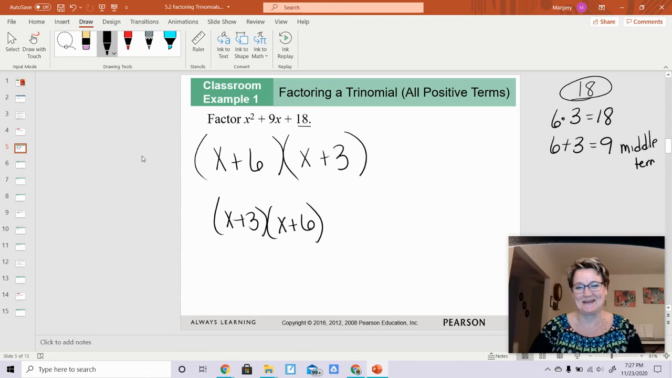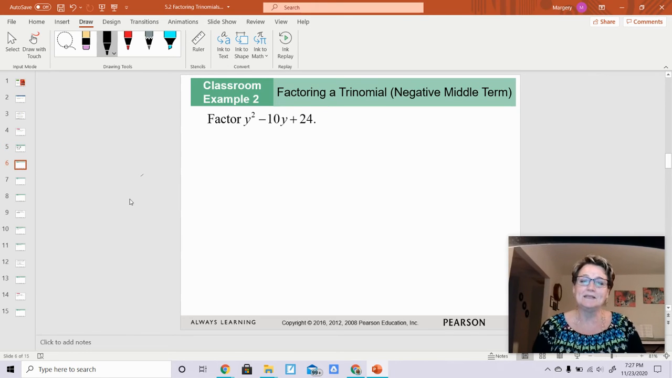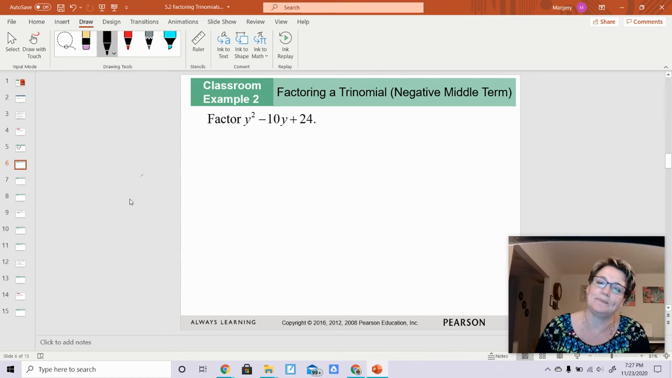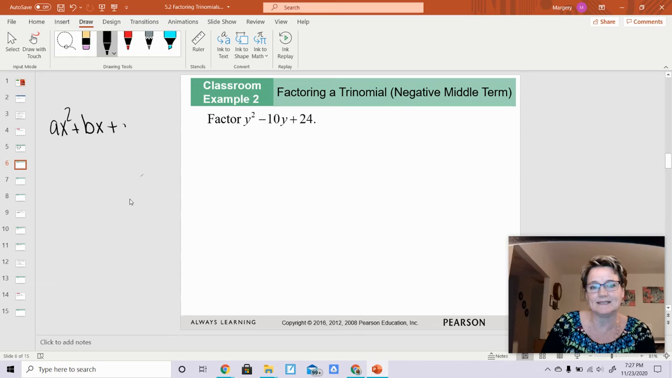All right, let's do another one. I got a little tongue-tied there. I'm so sorry. The next one, once again, I have a 1 here. My b value is negative 10, and my c value is 24. Remember, a quadratic expression is ax squared plus bx plus c. The a is the number in front of the quadratic term, the b is the number in front of the linear term, and the c is your constant.